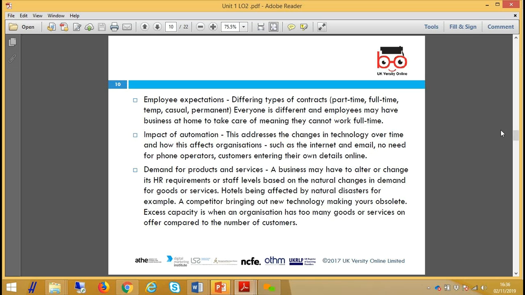The demand for products or services is also changing in terms of your market, the market you sell to. So part of your external business environment you're looking at is your customer market.